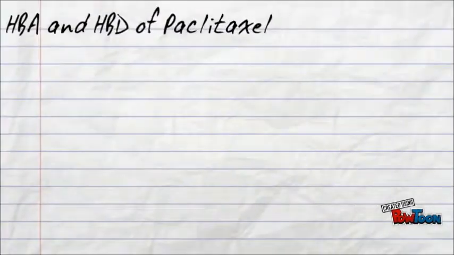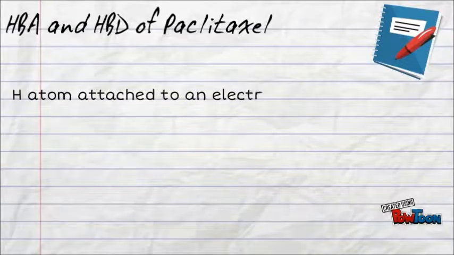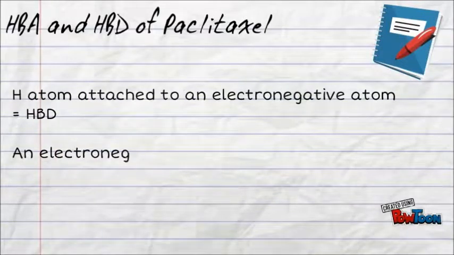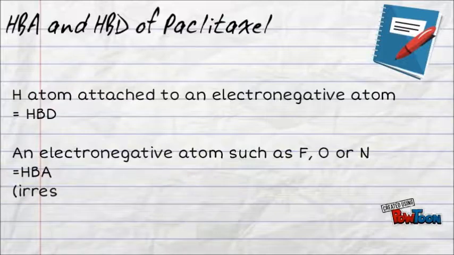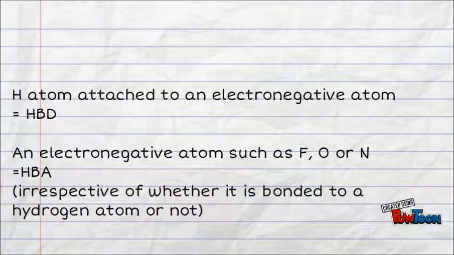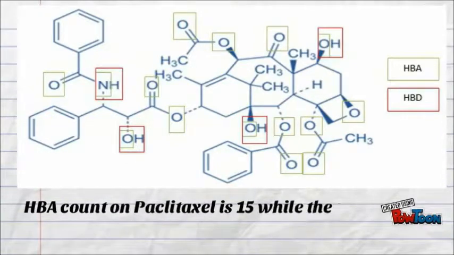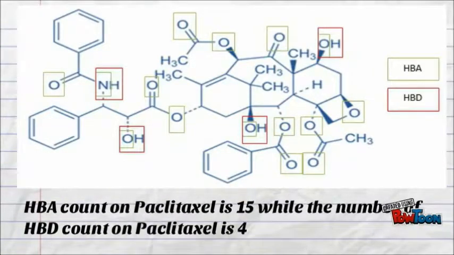The HBA and HBD of paclitaxel. Hydrogen atom attached to electronegative atom is HBD, and electronegative atom such as F, O or N is HBA. Based on the structure, the atom in the green box is the HBA, while in the red box is the HBD. After calculation, the HBA is 15 and HBD is 4.